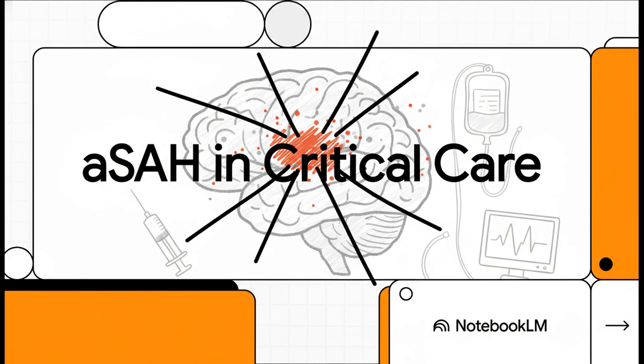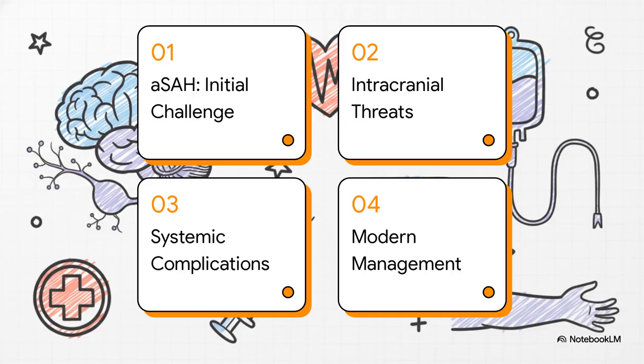Welcome to The Explainer. Today, we're diving deep into a topic that is absolutely essential for anyone in anesthesia or neuro-intensive care, the critical care management of aneurysmal subarachnoid hemorrhage, or as you know it, aSAH. And hey, for those of you gearing up for your final anesthesia exams, you're going to want to pay close attention. This is a super high-yield review.